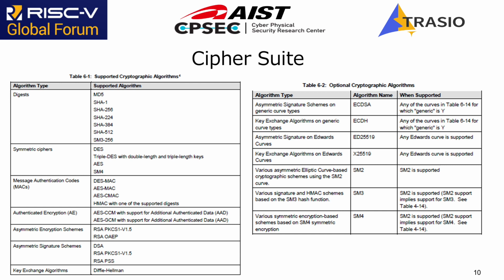The cipher suite is assigned by arguments, and the specification lists up the algorithms. The left table shows the default algorithms, and the right table shows the optional algorithms.